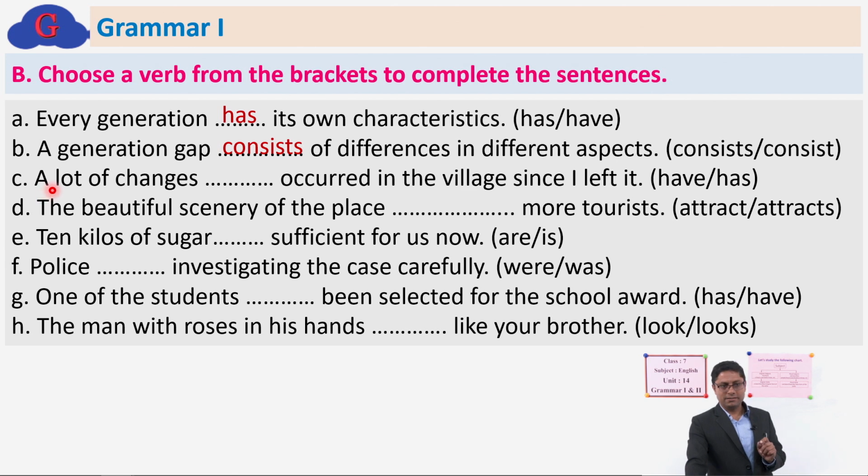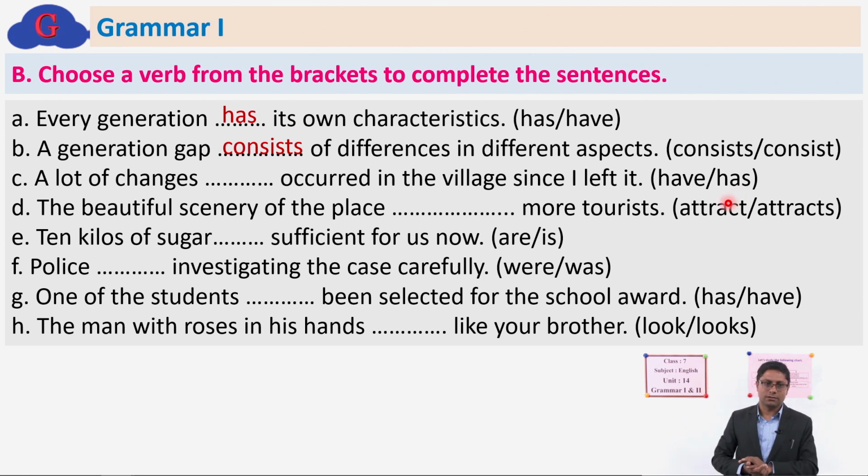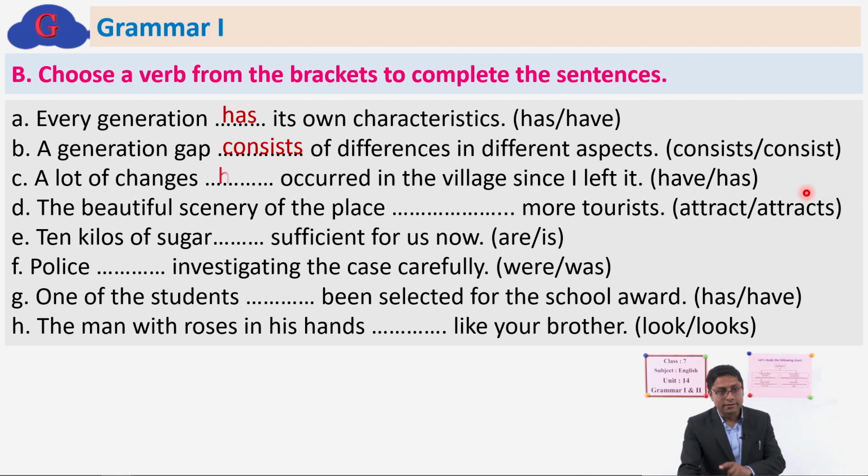Now, next, see what's there in C? A lot of changes occurred in the village since I left it. We do have "have" or "has". Which one is the correct one, do you think? All right, we need to use "have" here. Why? Very good. There is "a lot". A lot means many, and it's a plural noun. So, we use the plural form of the verb "have".